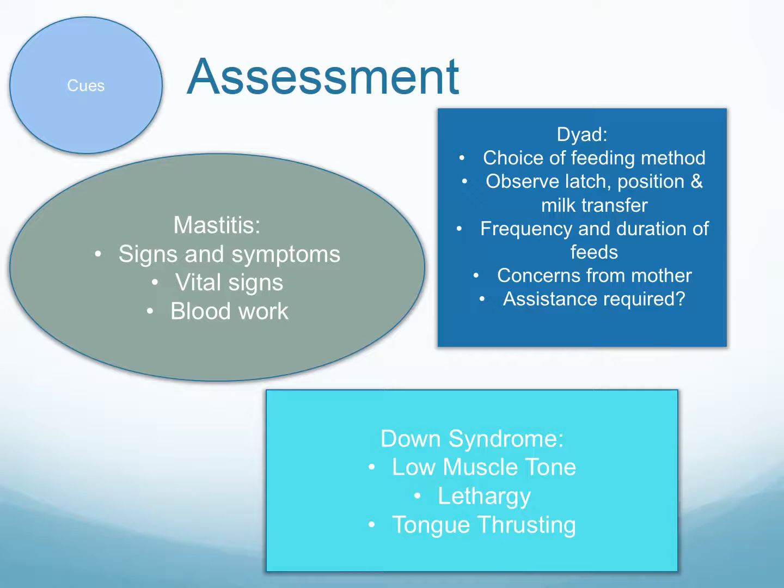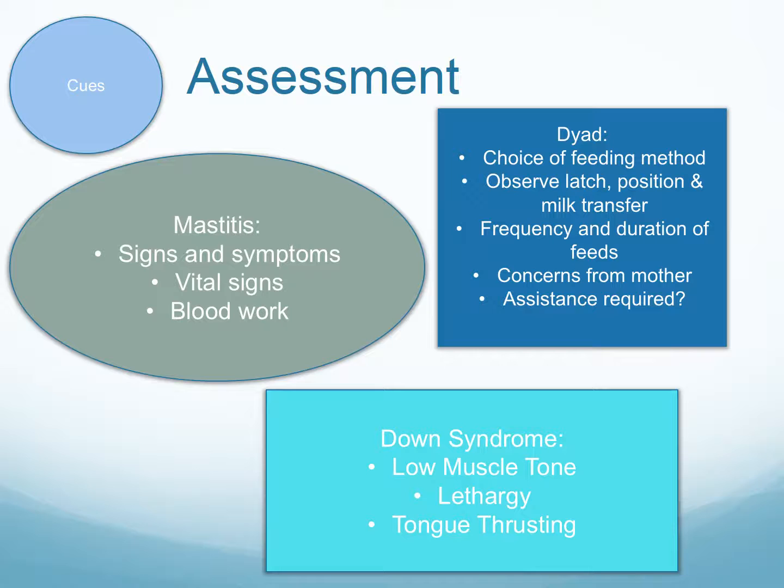Typical signs and symptoms seen in children with Down syndrome are low muscle tone, including reduced muscle strength in their tongues and lips, and poor head control. Lethargy is common in babies with Down syndrome in the first few weeks after birth, which can hinder their feeding routine. Babies with Down syndrome may have a protruding tongue that pushes against the nipple, hindering an effective latch.